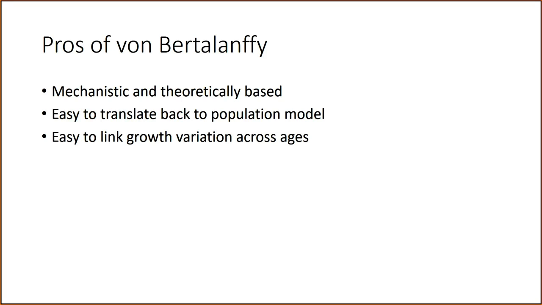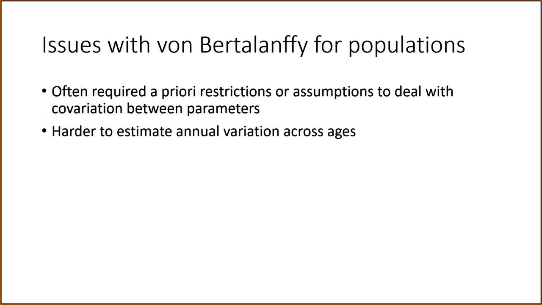Many stock assessment models use this curve implicitly. So when you take the growth variation you measure and put it back into the population model, it's really clear how you would do that if you're using the Von Bertalanffy. It's also really easy to link growth variation across ages. Fish are different sizes at different ages, and the Von Bertalanffy already gives you the assumed structure of the relationship between size at each age.